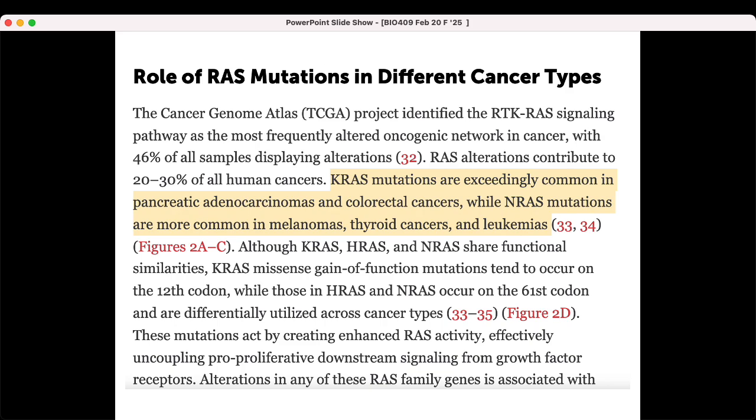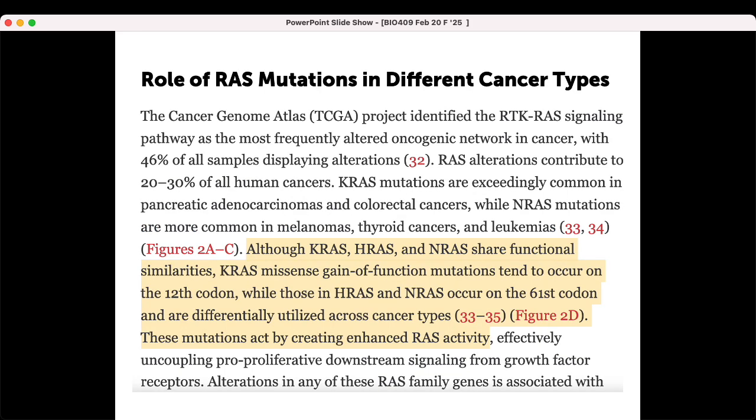So, KRAS, well, NRAS, another RAS gene, is more common in melanomas, thyroid cancers, and leukemias. So see, they fall in different ways. And so we're not going to find a silver bullet, where we just cured all cancers with this strategy. We're going to try to take them on one at a time, which is a pretty bold effort, right? So although KRAS, HRAS, and NRAS, the three RAS genes, share functional similarity, then we get this very specific fact.